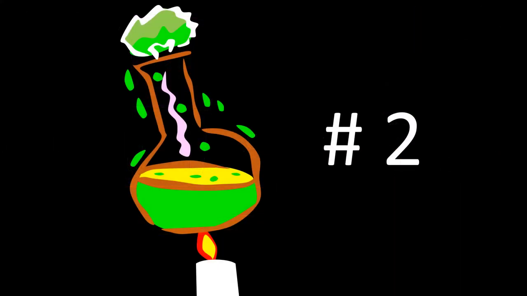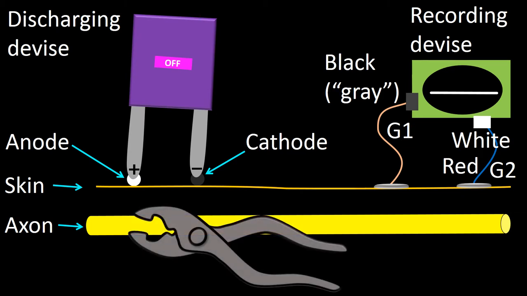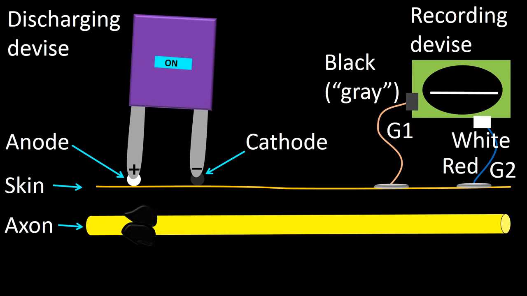Now, let's do experiment number two. Again, we start with the stimulator in the off position. But now we use pliers to crush the area of the axon below the anode. And then we turn the stimulator on, again with 15 milliamps for 100 microseconds. And again, an action potential will occur under the cathode, generating a current in both directions. The current will stop in the crush area, but the recording device will record the wave.